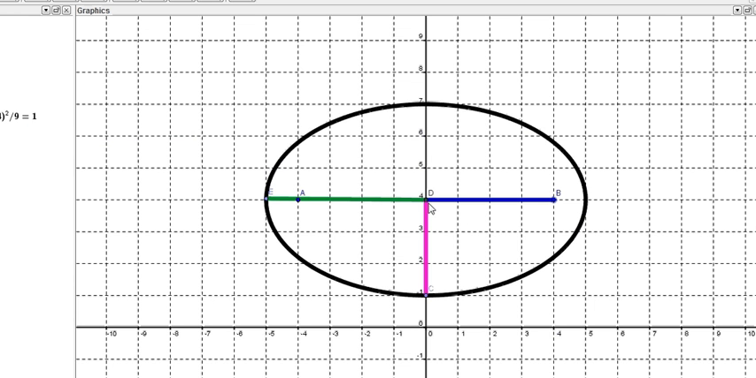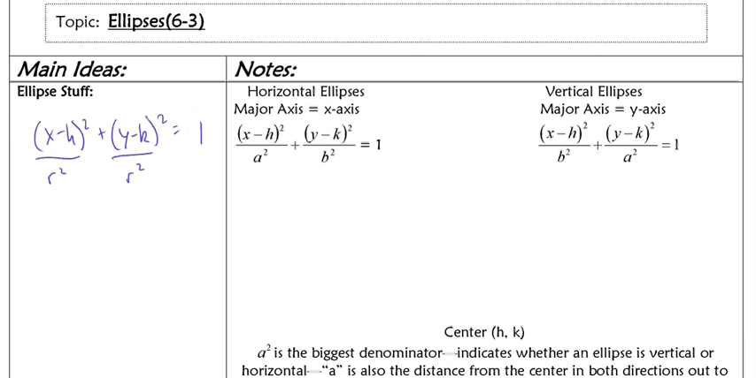Now, from the center to the foci, that amount, so D to B, that amount squared plus this minor radius squared equals your amount from your center to your major radius squared. And we'll kind of look at that here a little bit more right now.